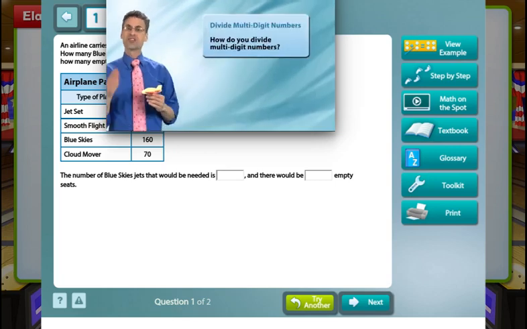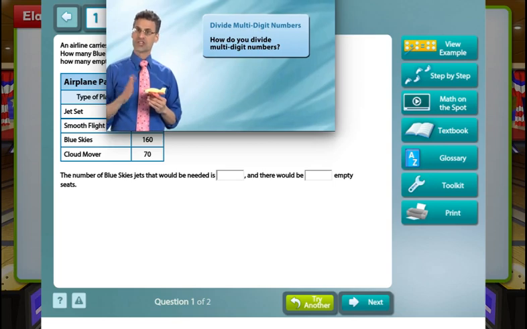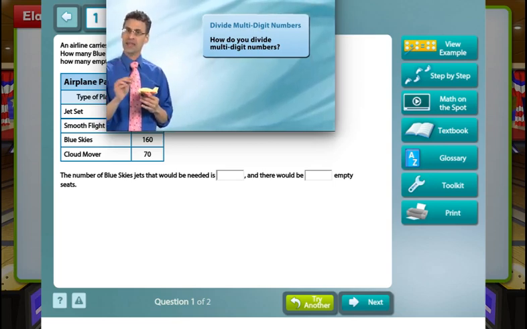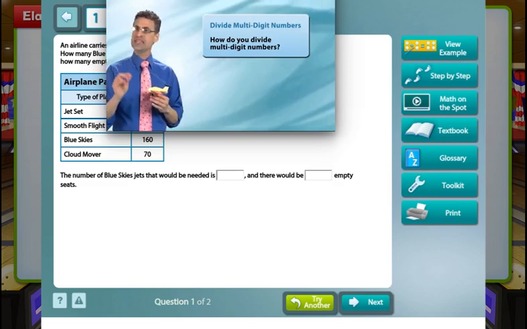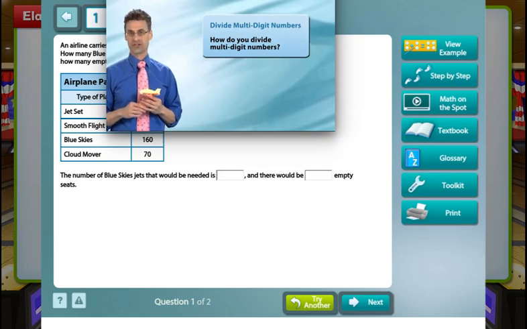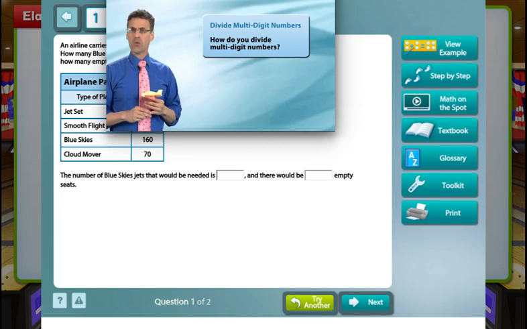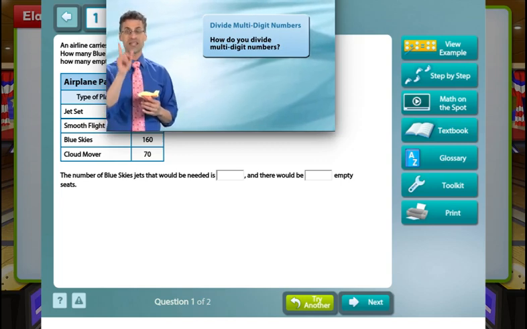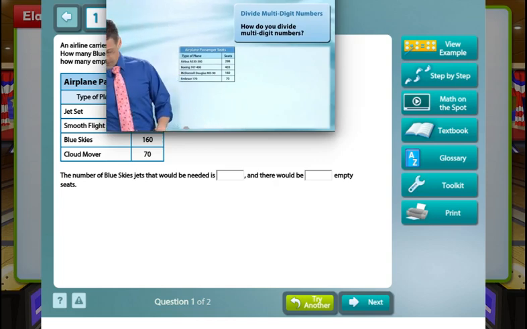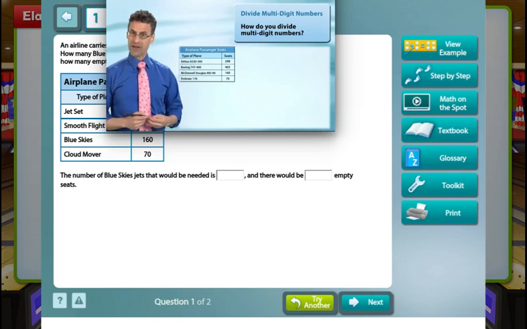Here we go. So this airline carries about 750 passengers from Houston to Chicago each day. The question is, how many McDonnell Douglas MD-90 jets would be needed to carry that many passengers? And then how many empty seats would there be? Well, this seems like a really tricky question until we see this great chart, which shows us lots of different types of planes and how many seats we have on each plane.